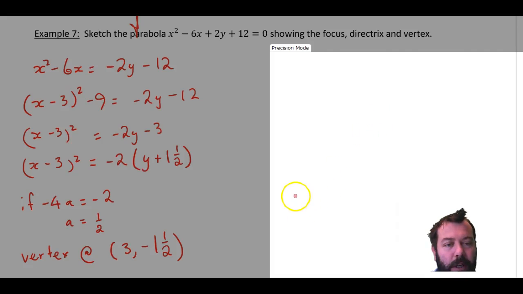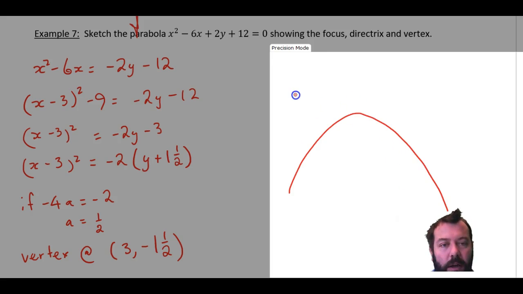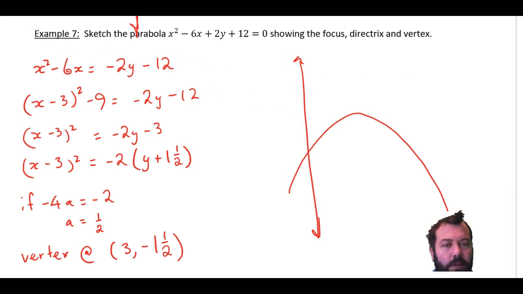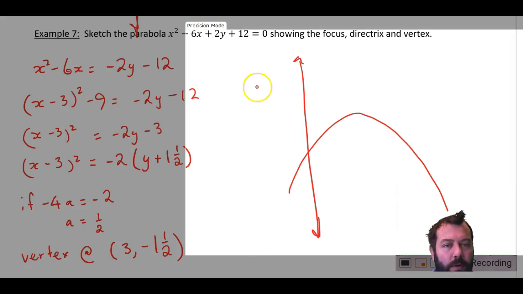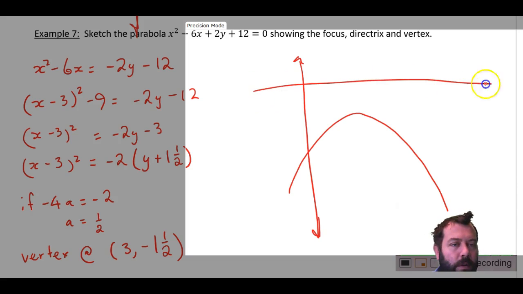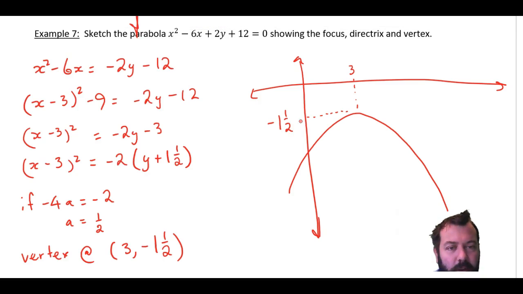So my parabola looks something like this. And 3, negative 1.5. See here. Oh, that's not exactly what I wanted. And then a horizontal line over here for my x-axis. Okay, so this point here, that's 3, negative 1.5. Right, there's our concave down parabola.